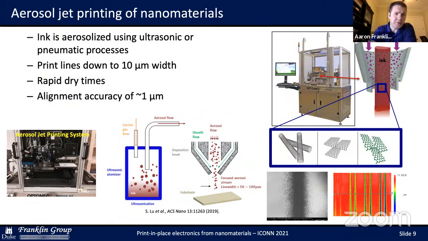So the printer we use in my lab primarily is an aerosol jet printer. In case you're not familiar with that printing technique, it has similarities to inkjet printing. They're both direct write techniques, but it has more differences than similarities. For instance, the ink is not just extruded in droplets from a nozzle in an aerosol jet. It's first aerosolized, or in some cases it's referred to as atomized.